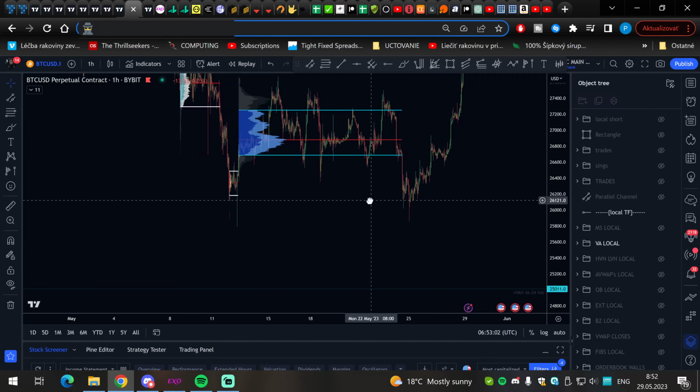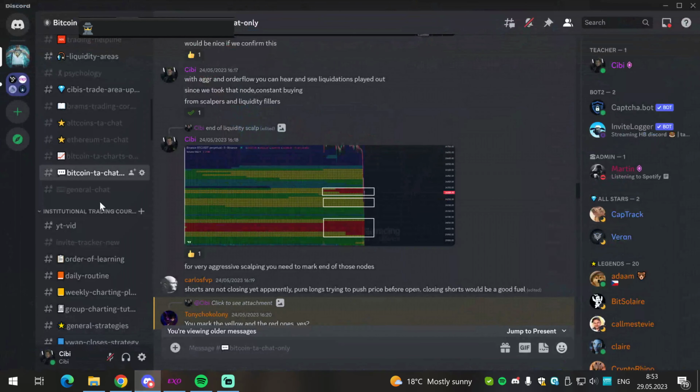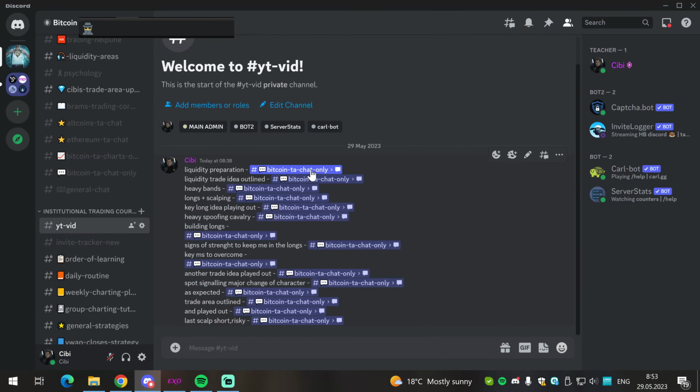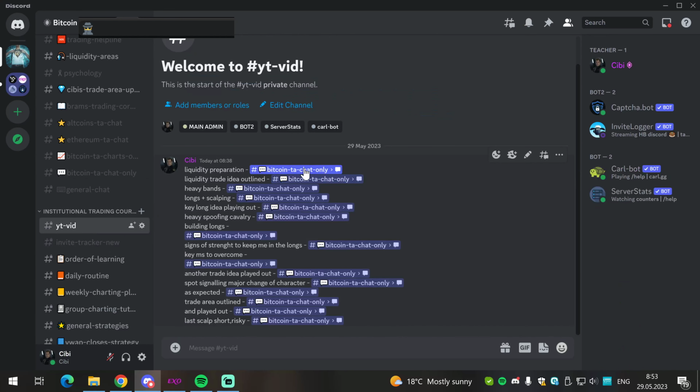And now when we arrived here, we were ranging here, we took another scalp here, and after that I said in the group, I'm expecting another scalp trade at least, because this was the final liquidity over here. Let me show you. I'll be showing you each post I was making, so you see my thought process. Let's go here.